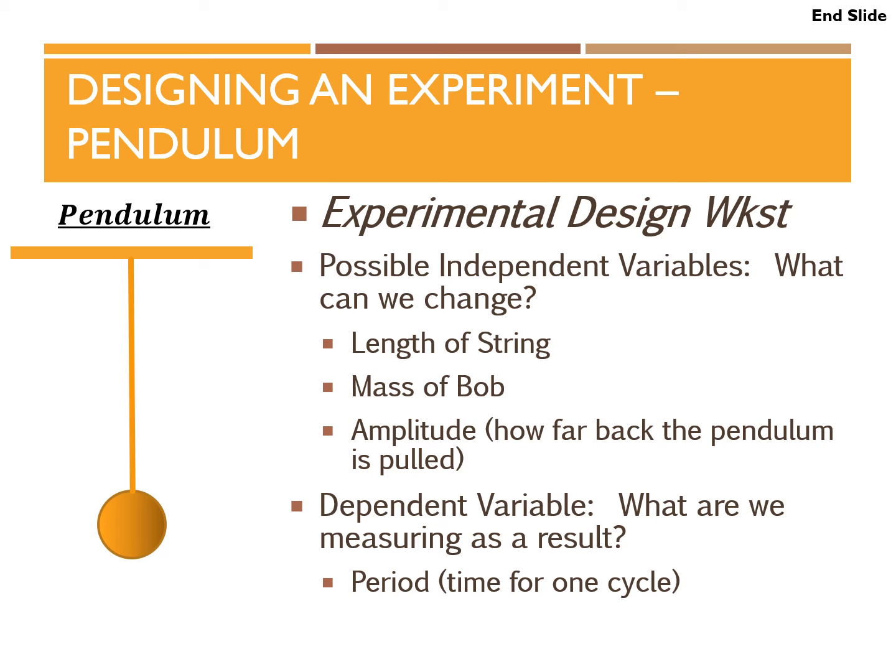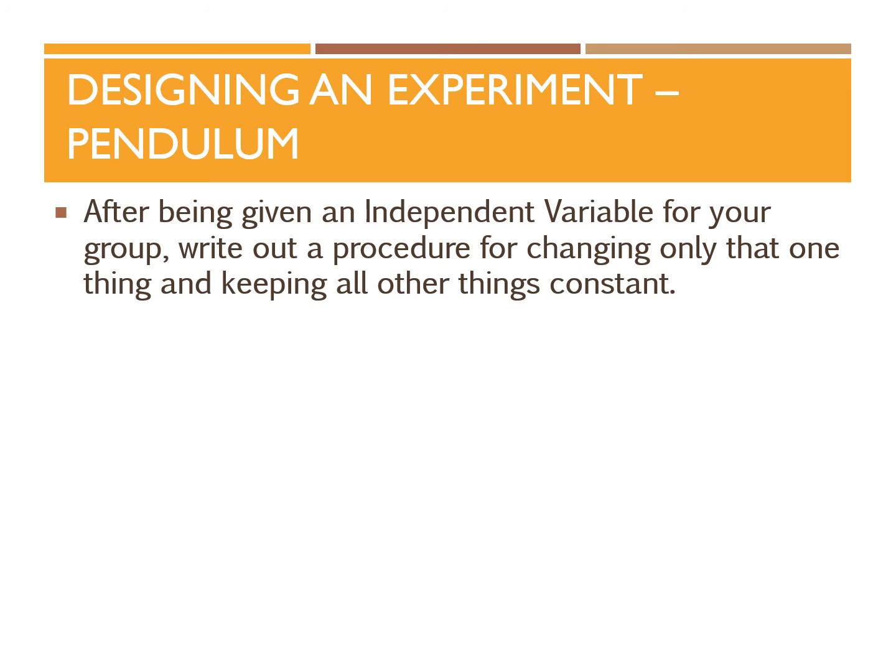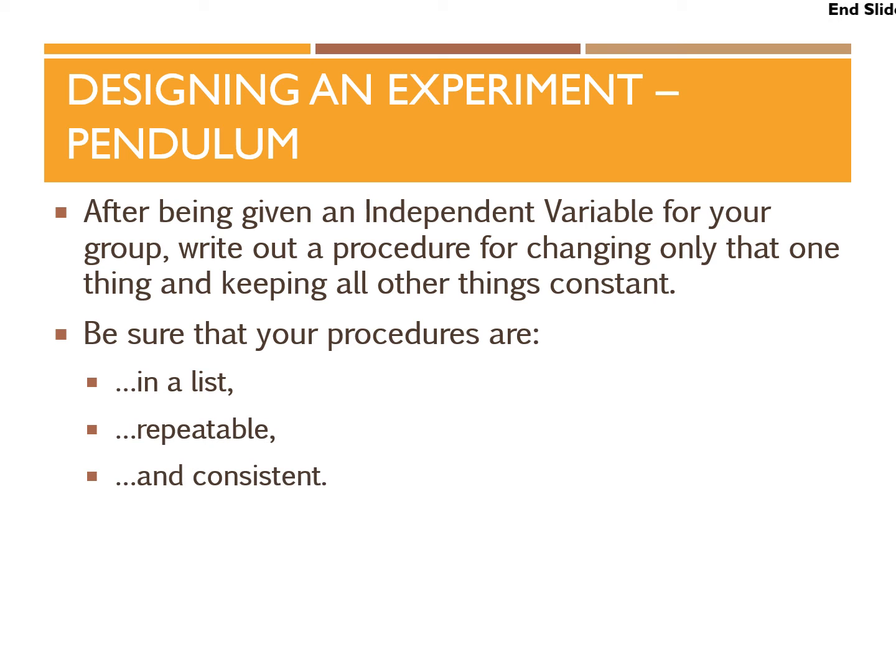We're going to make these three things our independent variables, and we're going to do each one separately. If we change the length of the string, we're going to keep the mass the same and the amplitude the same, and see how that affects the period. Then we're going to change the mass, but keep the length and amplitude the same, and see how that affects the period, and the same thing with the amplitude. After passing out the worksheet, it's very important that we keep these three things in mind when we come up with our procedures for this experiment.